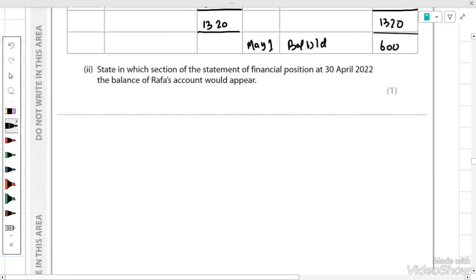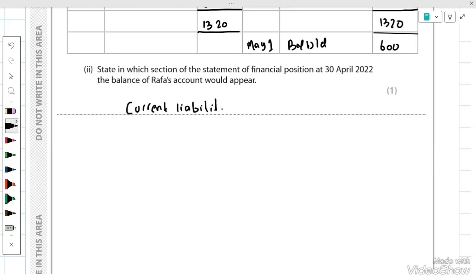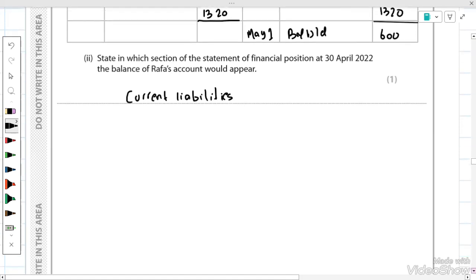State in which section of the statement of financial position at 30 April 2022 the balance of Rafa's account would appear. It is very simple: current liabilities, because Rafa is our supplier.